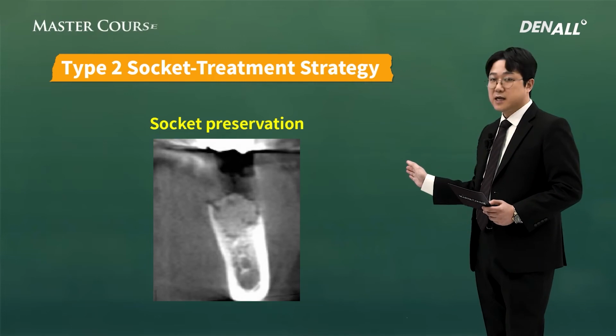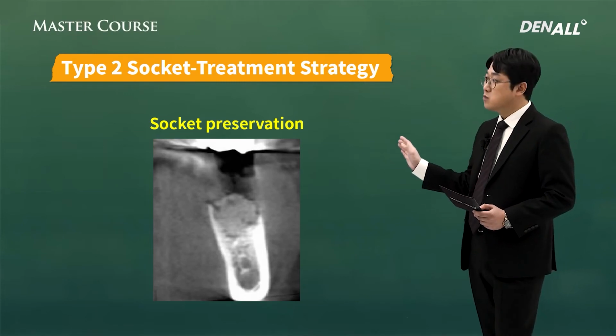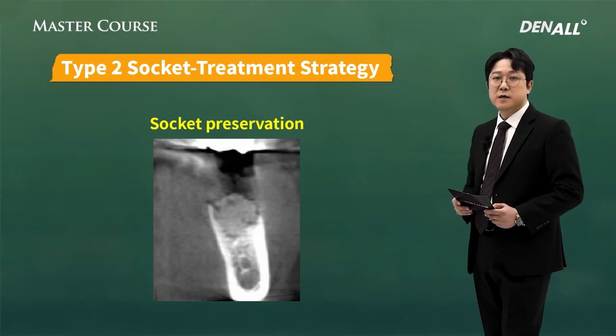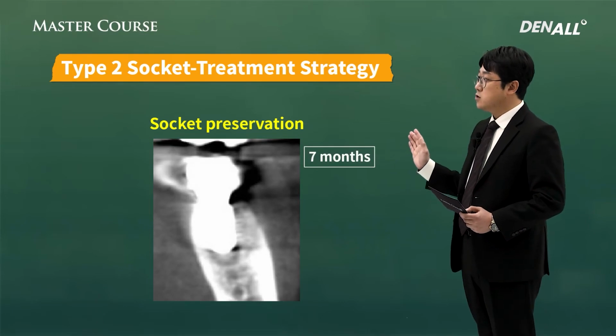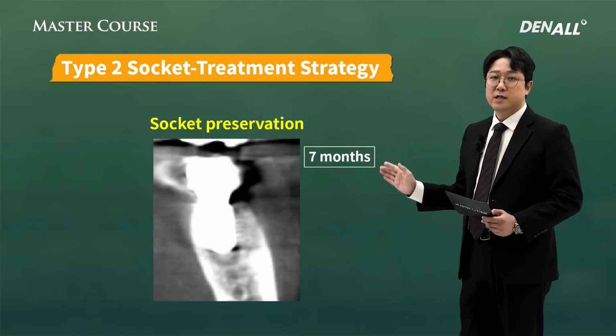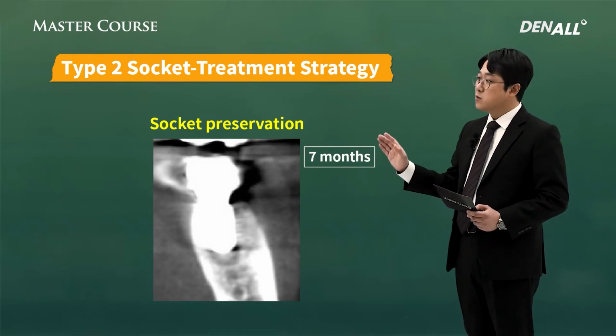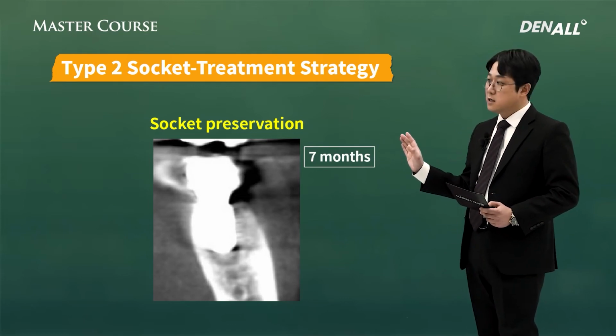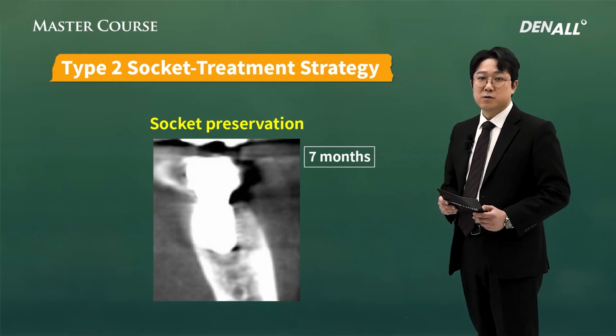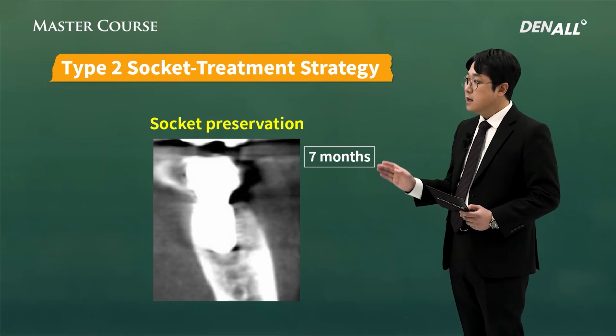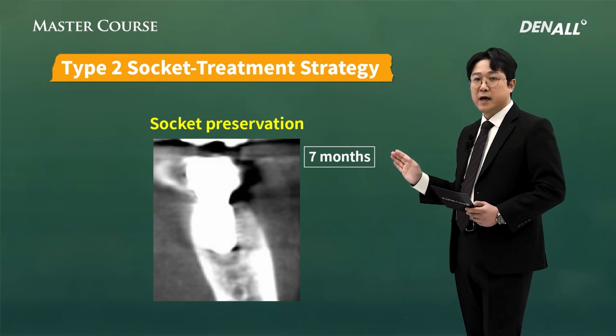This is a CT at the time of socket preservation. There's a lot of bone deficiency. This is after 7 months when treatment was completed, CT image. The graft, which filled the defect, you can see ossification being progressed.